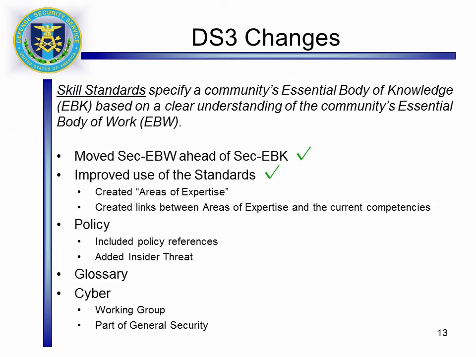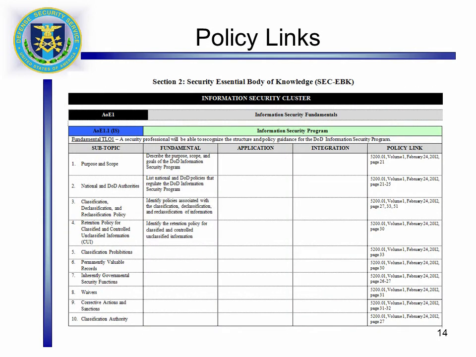As we look at the changes to the DS3, we've covered the updates to the structure of the Security EBW and EBK sections and how to use the DS3 within those sections. Now we need to look at how the current policy references have been updated and the inclusion of insider threat. Once again, we are looking at an example from the Security Essential Body of Knowledge section of the DS3. Here you can see the policy links associated with each subtopic of the EBKs.